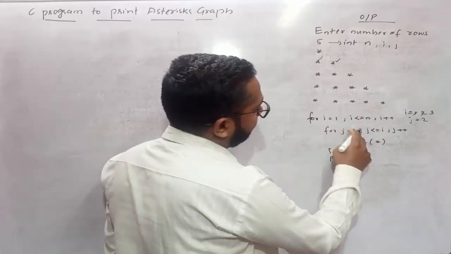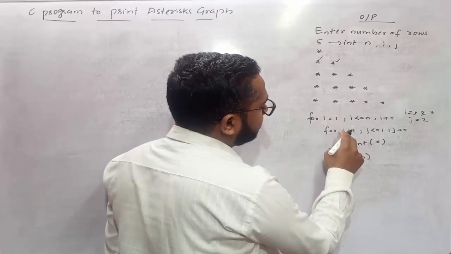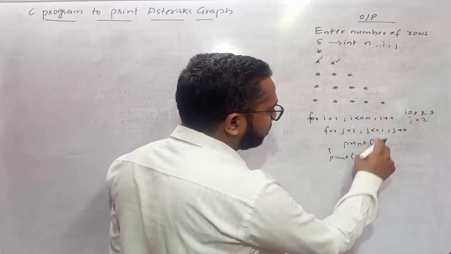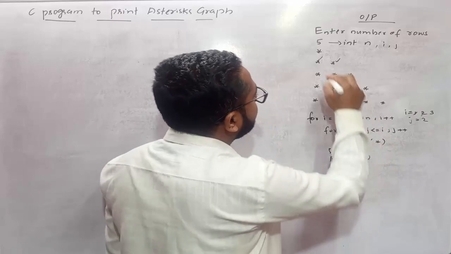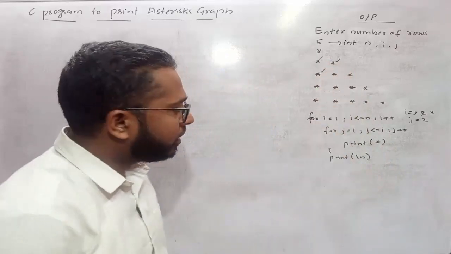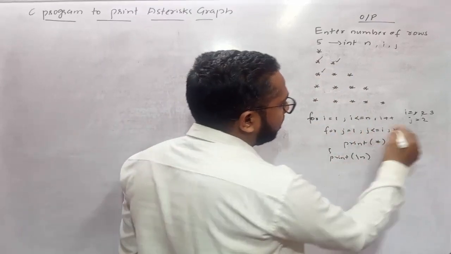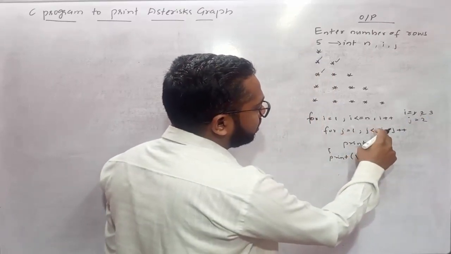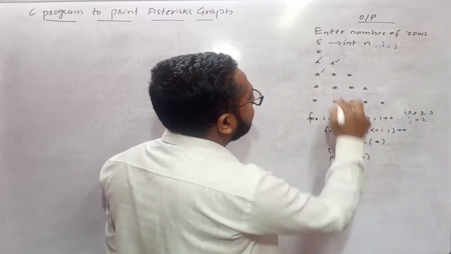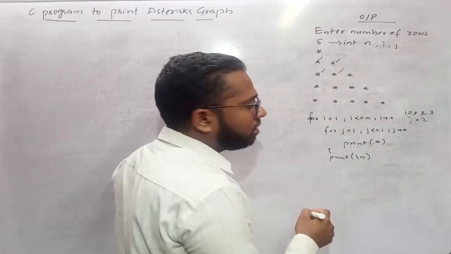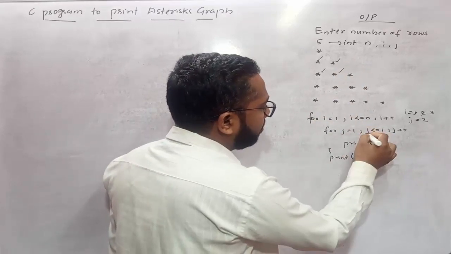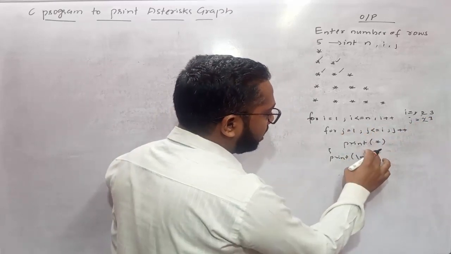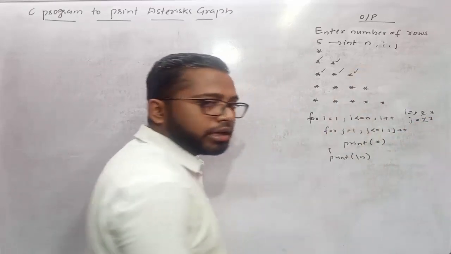j is 1. i is 3, j is 1. 1 is less than or equal to 3. The condition becomes true. That's why control will come inside this for loop to print this star. Next, j is incremented by 1. Now j becomes 2. So 2 is less than or equal to 3. Yes. So that's why a star gets printed. This star gets printed on the screen. Next, j gets incremented by 1. Now j becomes 3. 3 is less than or equal to 3. Yes, the condition becomes true. That's why this star gets printed.